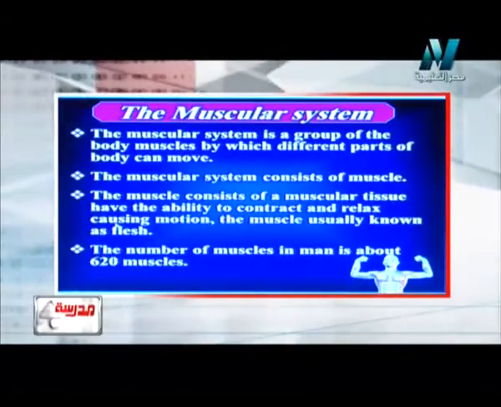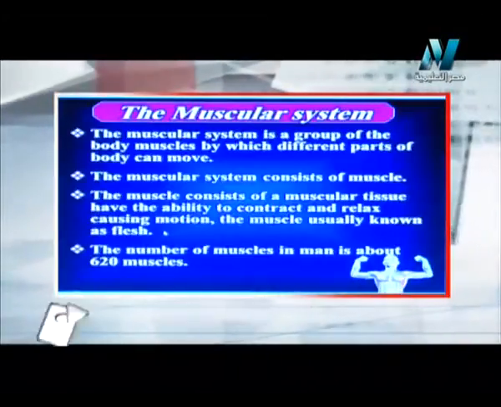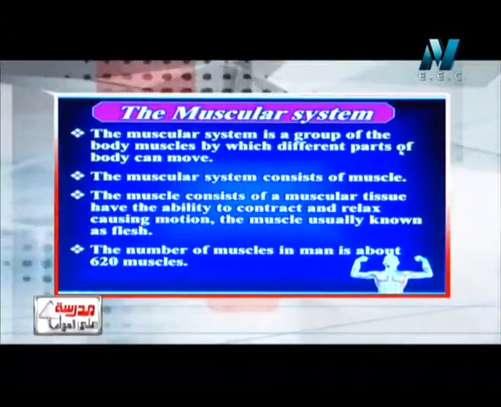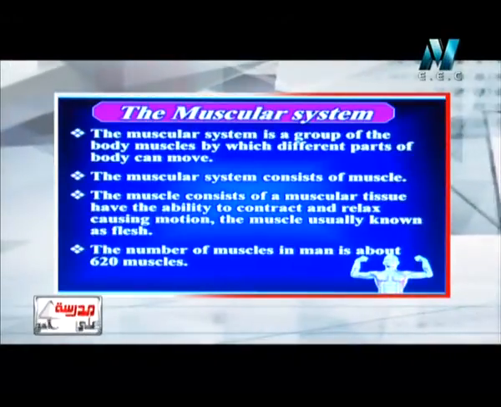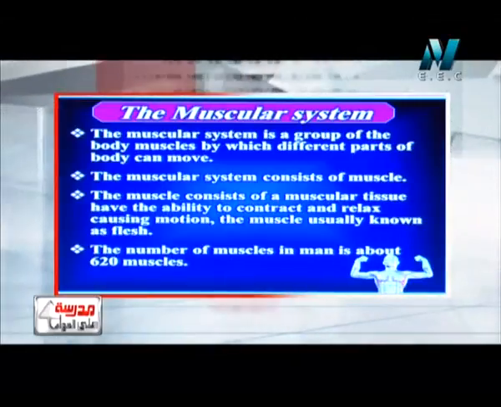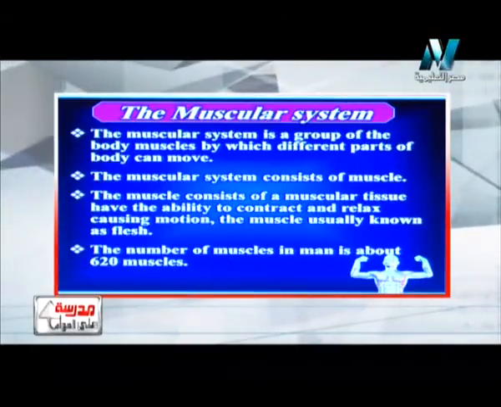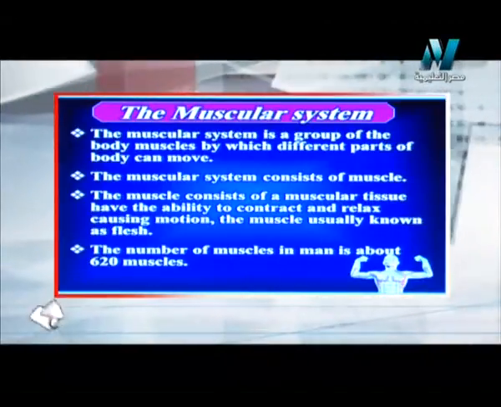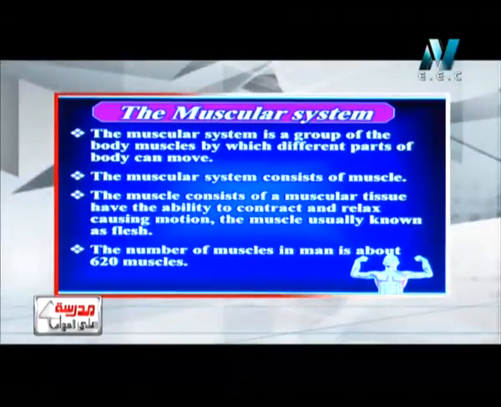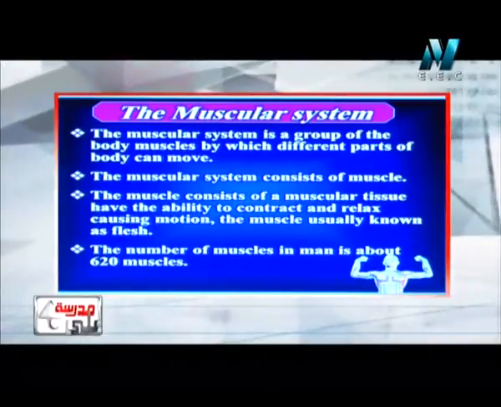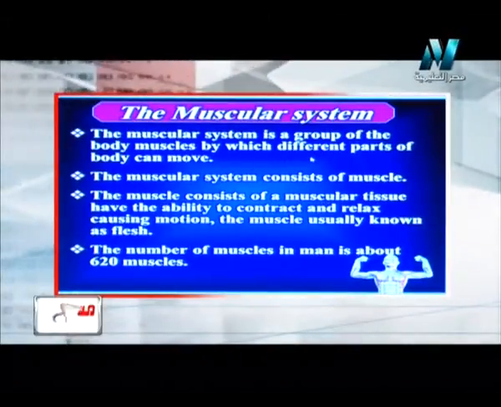What about the muscular system, which is a very important system responsible for movement in animals? The muscular system is a group of body muscles by which different parts of the body can move. The muscular system consists of muscles. The muscles consist of muscular tissue, which has the ability to contract and relax, causing motion, and muscle is usually known as flesh. The number of muscles in man is about 620 muscles. That's the muscular system, the only system made of tissue that has the ability to contract and relax causing motion.